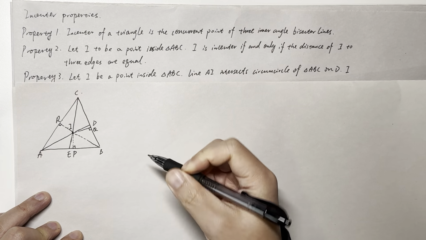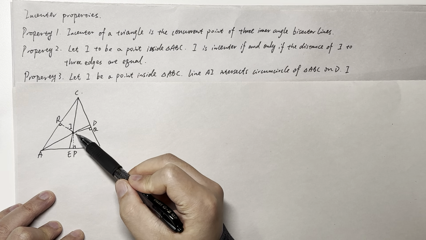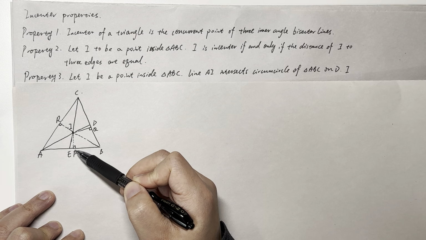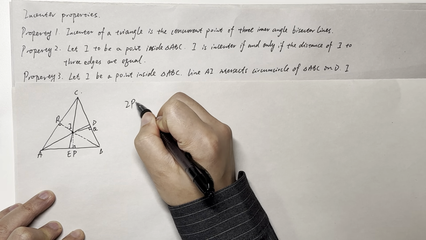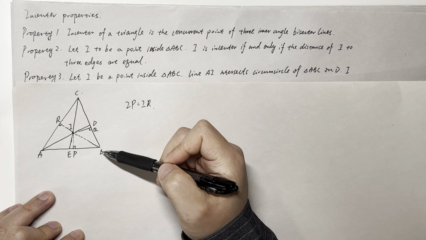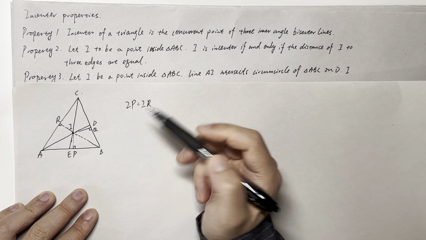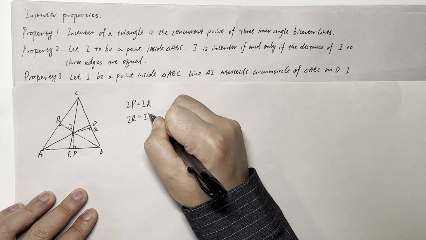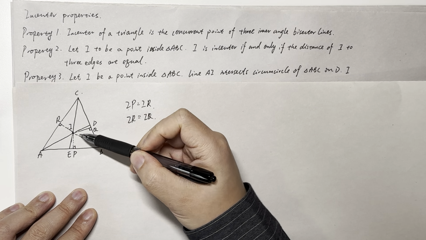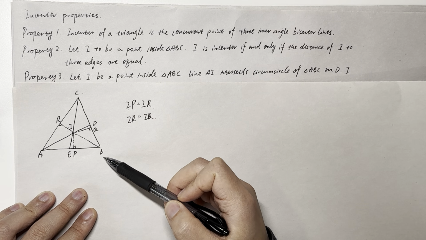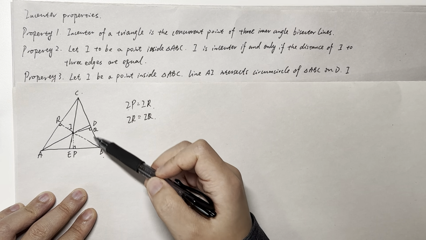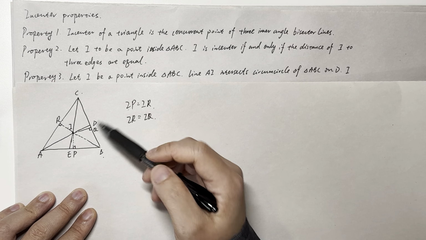Let's call them P, Q, R, right? Because we know that AI is the angle bisector of angle BAC, IP equals IR. And because CI is the angle bisector of angle ACB, IR equals IQ. Which means that IP equals IQ, right? That means I is on the angle bisector of angle ABC. That means BI is the angle bisector, and so the three angle bisector lines are concurrent.